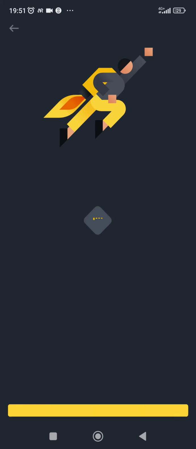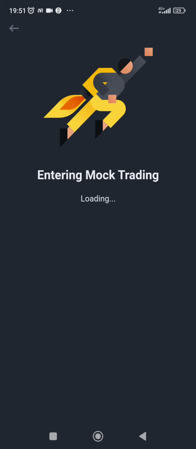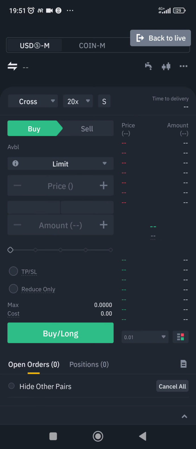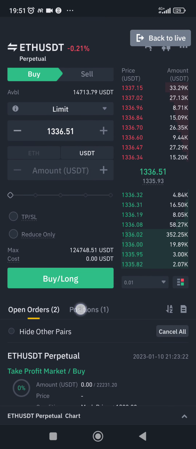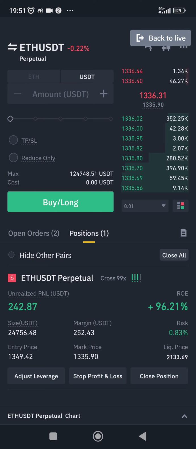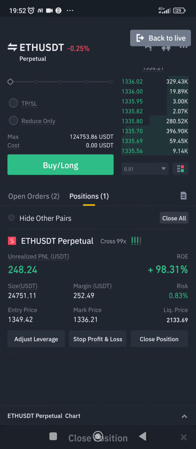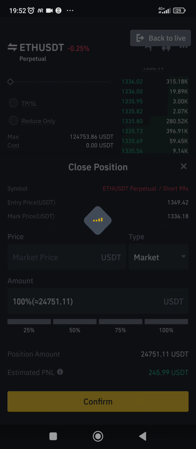I think I had some position running on it yesterday. I was just citing an example for the people that attended yesterday's live stream, and I placed this trade. Wow, that's a lot of money. I wish we could withdraw this money. So let's just close it.